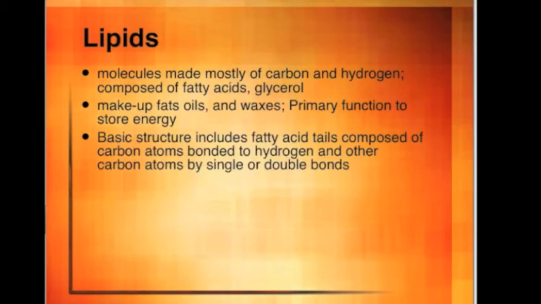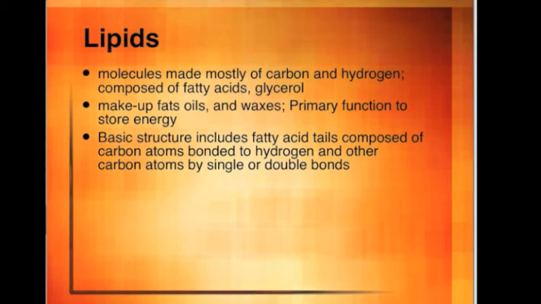All right, the next of our 4 main macromolecules are lipids. Lipids are made mostly of carbon and hydrogen, but they also are composed of fatty acids or a glycerol. Lipids are typically fats, oils, and waxes. The primary function of lipids in your body is to store energy. The basic structure of a lipid includes a fatty acid tail that is composed of hydrogen and carbon atoms that are bonded together by single or double bonds.